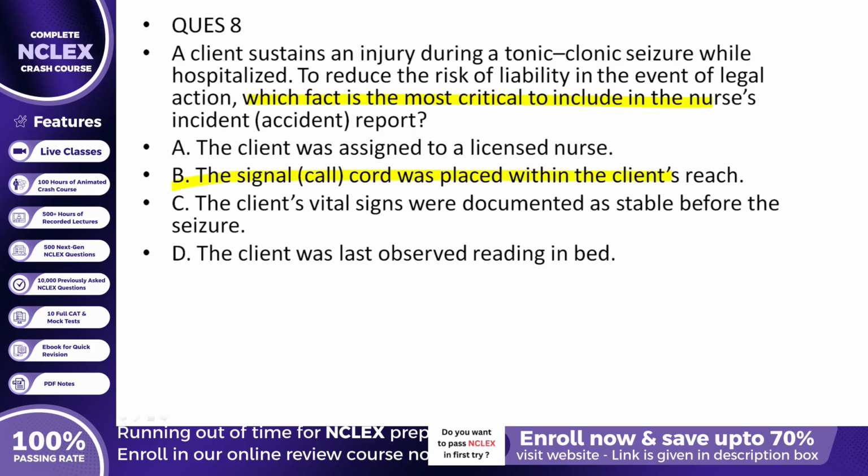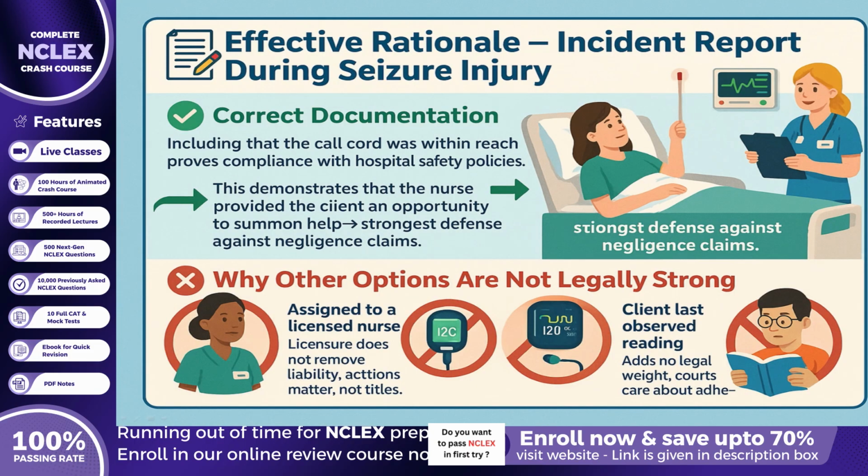Here's the reasoning behind this choice. Including the fact that the call cord was accessible demonstrates that the nurse complied with institutional safety policies and client safety standards. In the event of an injury-related lawsuit, the primary legal concern is whether safety precautions were in place and documented. By confirming that the client had the ability to summon help if needed, the nurse shows adherence to expected professional standards, which is one of the strongest defenses against negligence claims.